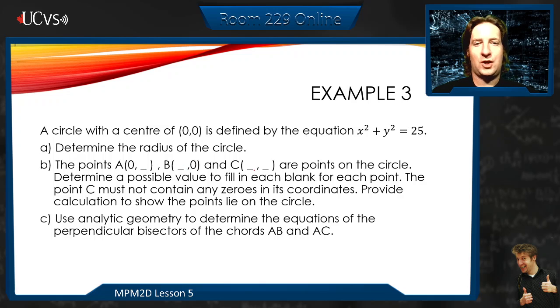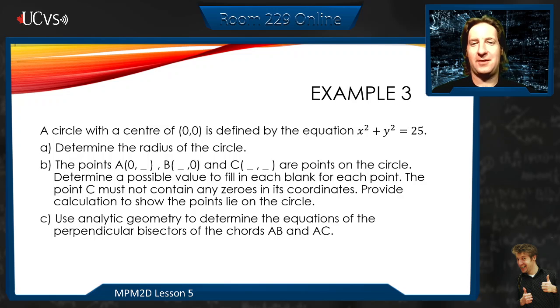And then we have some general point. We're going to call it C. And there are points on the circle. It's asking us to determine a possible value to fill in each blank for each point. The point C must not contain any zeros in its coordinates. Provide calculations to show that the point lies on the circle. So now we're going to use analytical geometry to determine the equation of the perpendicular bisectors of the chords AB, AC. Yikes, what does that mean?